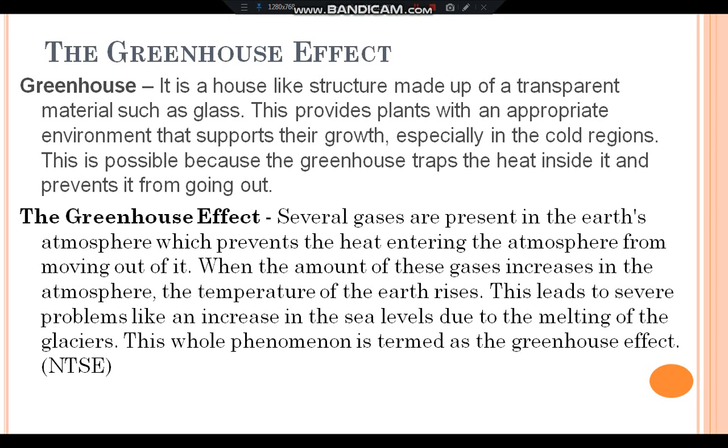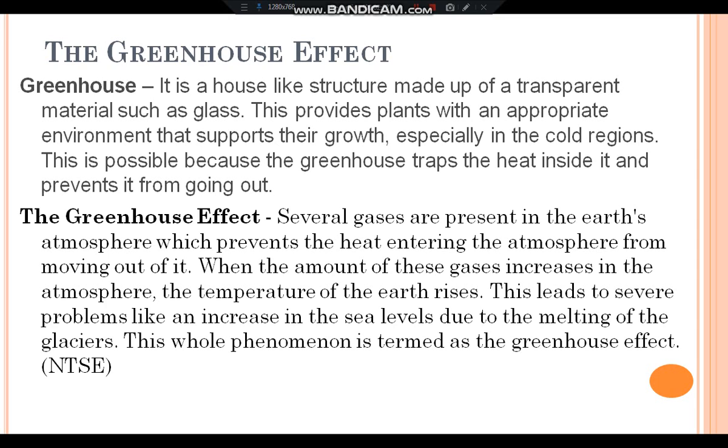What is a greenhouse? It is a house-like structure made up of transparent materials such as glass. This provides plants with an appropriate environment that supports their growth, especially in cold regions. This is possible because the greenhouse traps the heat inside it and prevents it from going out.